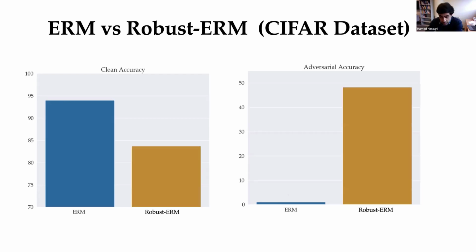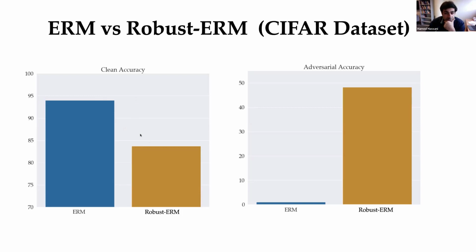Now, the solution of the robust ERM objective is quite robust. Its adversarial accuracy is around 50%. This means that on almost half the data points, it worked well even on adversarially perturbed data points. However, what's important here is that the performance of the robust ERM on clean inputs degrades quite significantly compared to the performance of the ERM objective. It is around 10% lower in terms of clean accuracy.